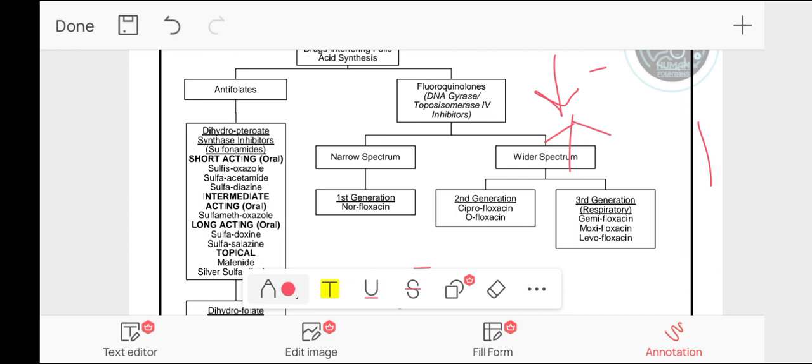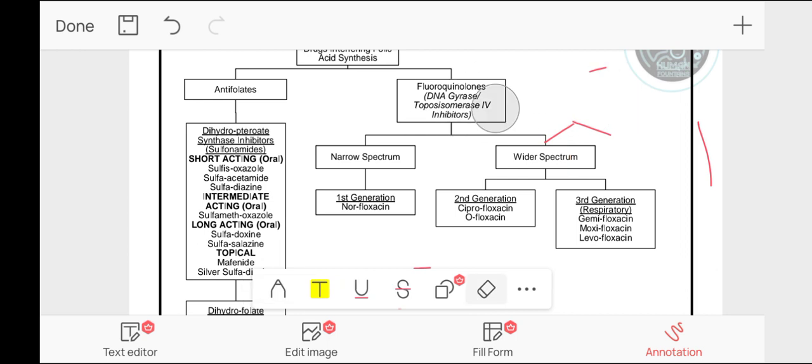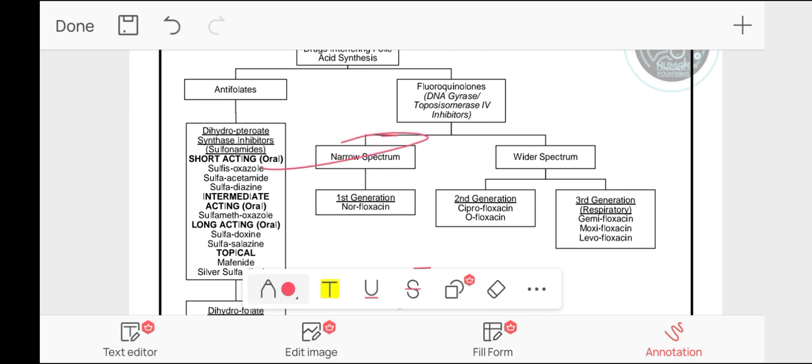For fluoroquinolones, there may be resistance by many mechanisms, but first we will talk about the classification of fluoroquinolones, which inhibit DNA gyrase, topoisomerase 2 in gram-negative and 4 in gram-positive. They are divided into two groups, narrow spectrum and wider spectrum. The narrow spectrum includes norfloxacin, first generation. The wider spectrum includes second generation ciprofloxacin and ofloxacin, while the third generation includes gemifloxacin, moxifloxacin, and levofloxacin.